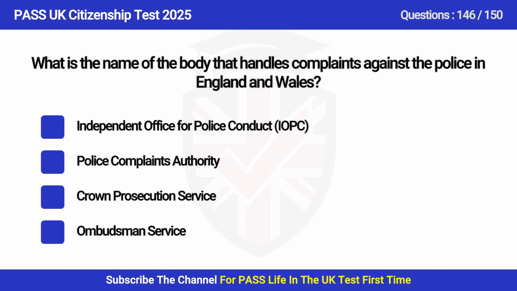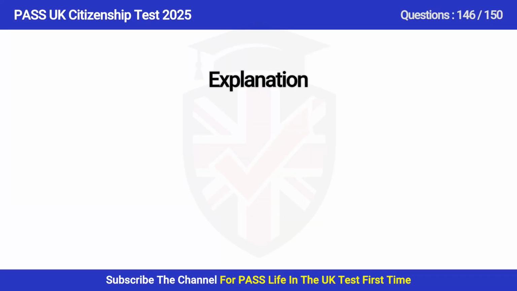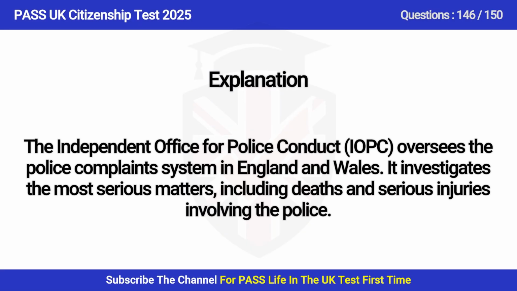Question 146. What is the name of the body that handles complaints against the police in England and Wales? A. Independent Office for Police Conduct. B. Police Complaints Authority. C. Crown Prosecution Service. D. Ombudsman Service. Answer is A. Independent Office for Police Conduct. The Independent Office for Police Conduct oversees the police complaints system in England and Wales. It investigates the most serious matters, including deaths and serious incidents involving the police.